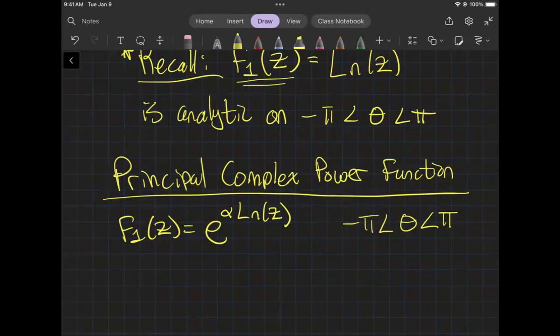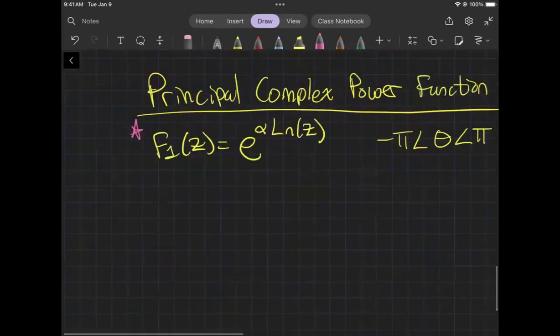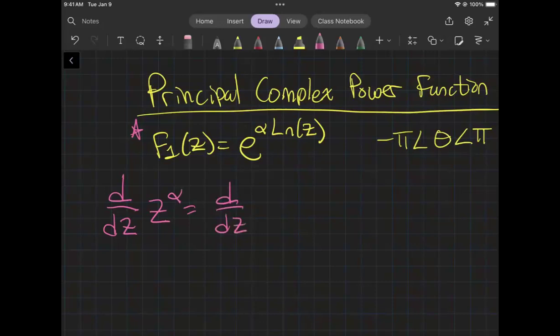Okay, the exponential is analytic everywhere, so especially it's analytic on this set. A composition of analytic functions is analytic. So we know that this is an analytic function, right? So to compute its derivative, to compute the derivative of z to the alpha, if alpha and z are complex numbers, we're just going to use the definition of this principal function, right?